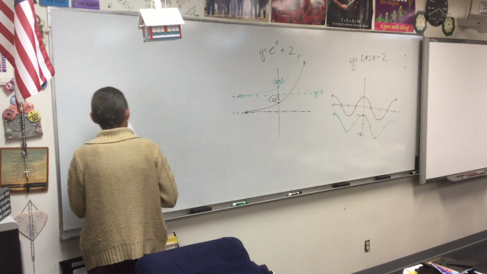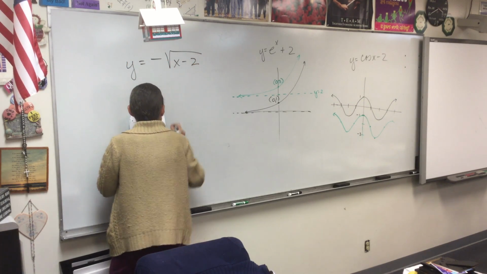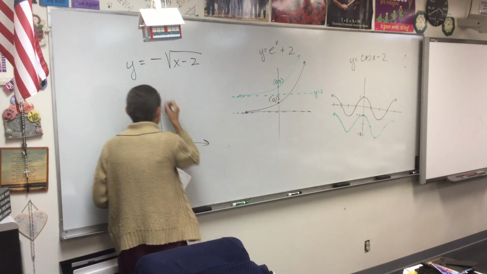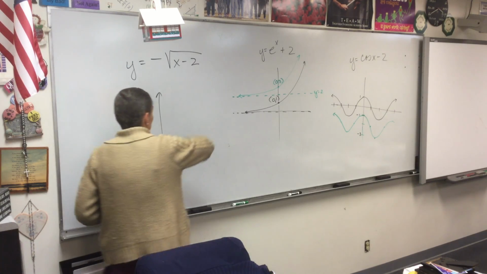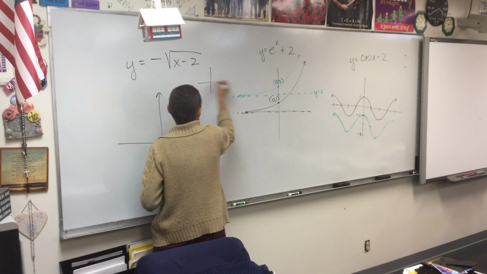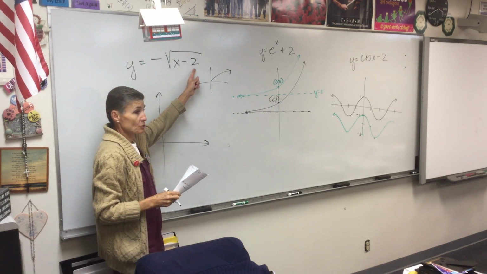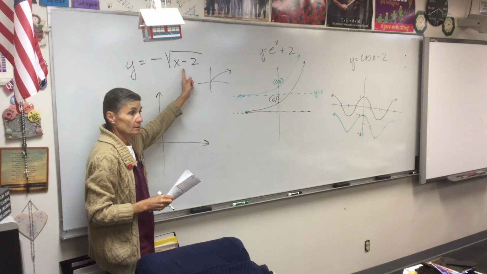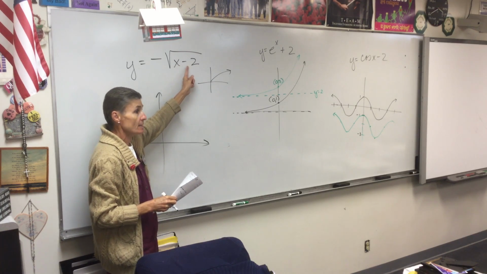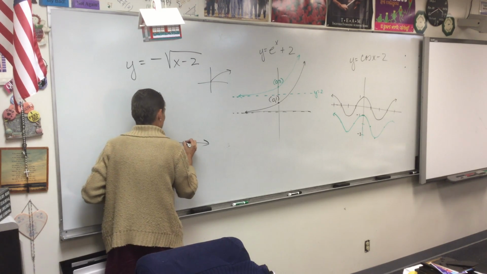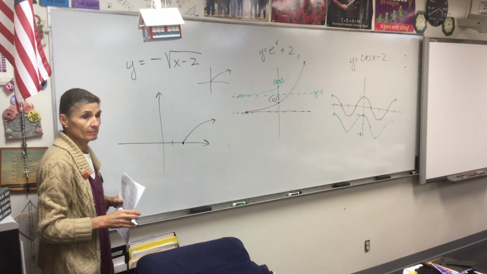Couple of things happening in this problem. You remember what your square root looks like? Right? This is your square root right here. That's it. Now, what happened here? Let's do one step at a time. What happened here? 2 units to the right. So this is what it's going to look like.